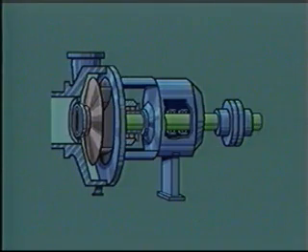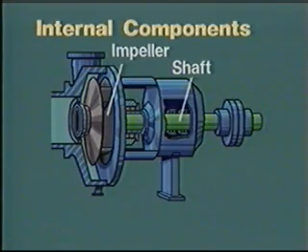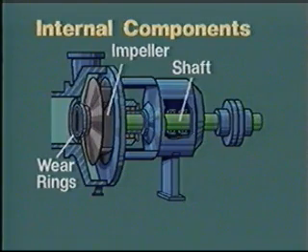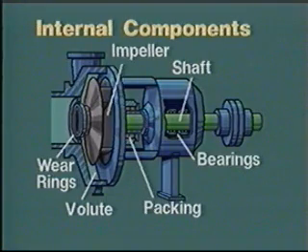Centrifugal pumps have 6 main internal components: the pump shaft, the impeller, wear rings, the volute, packing or mechanical seals, and bearings.